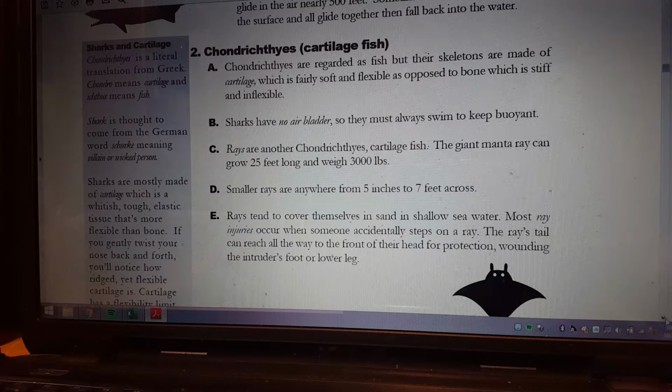And E. Rays tend to cover themselves in sand in shallow seawater. Most ray injuries occur when someone accidentally steps on a ray. The ray's tail can reach all the way to the front of their head for protection, wounding the intruder's foot or lower leg.